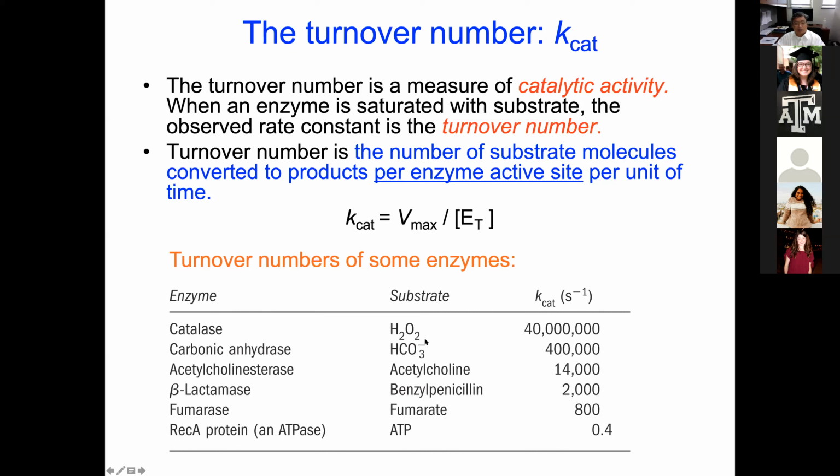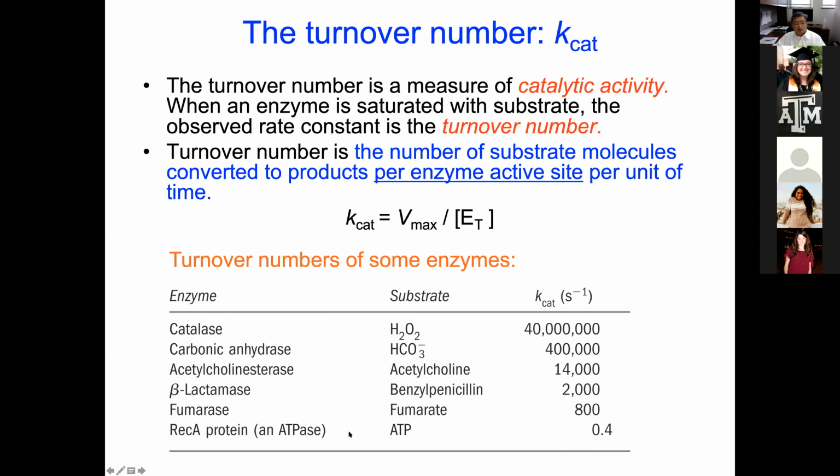For example, catalase, this enzyme transforms superoxide into water and oxygen, and it can catalyze 40 million reactions each second. That's very fast. And carbonic anhydrase, the enzyme we talked about, which transforms carbon dioxide into bicarbonate, can catalyze 400,000 reactions each second. These are pretty fast enzymes.